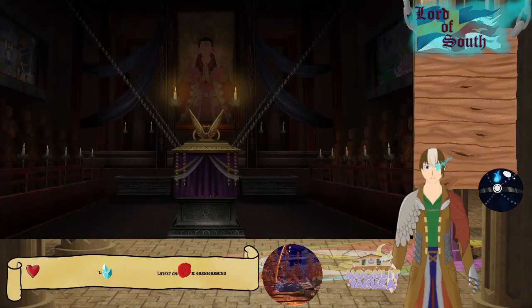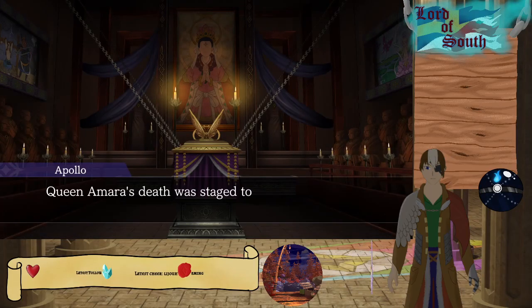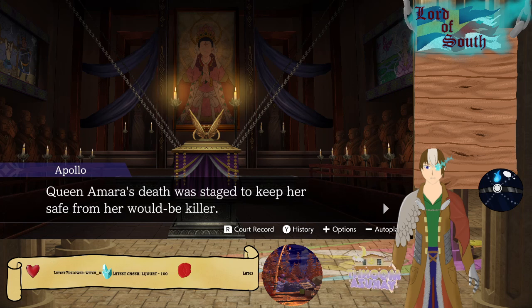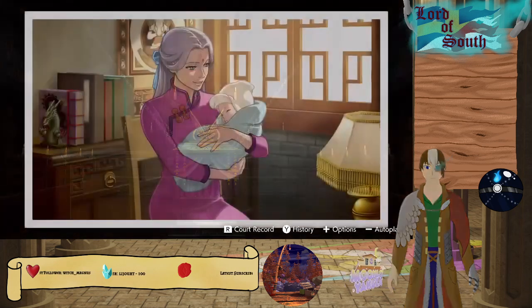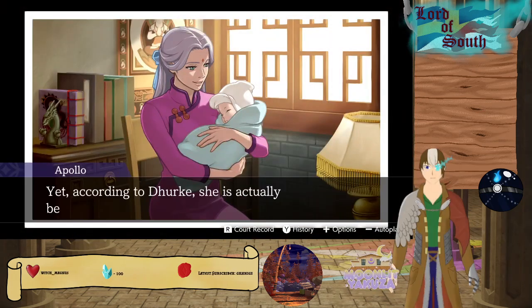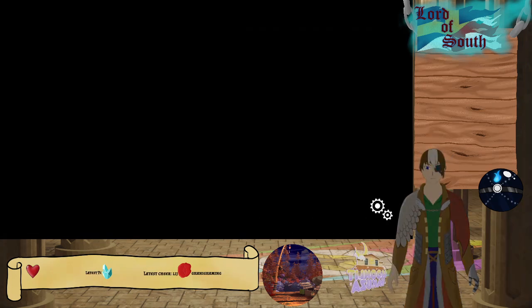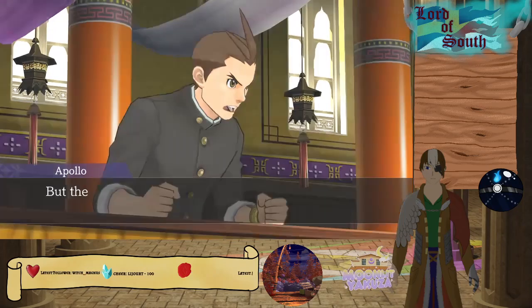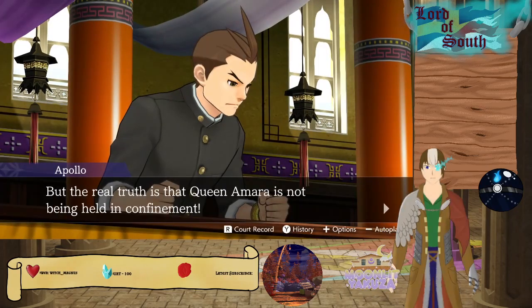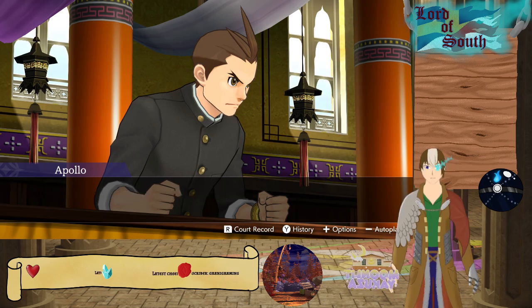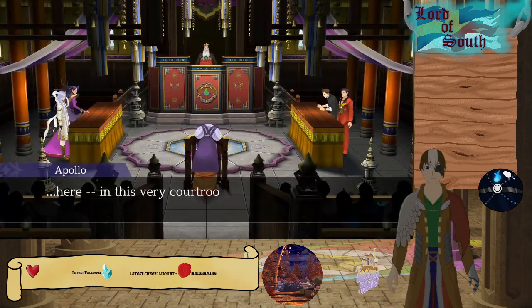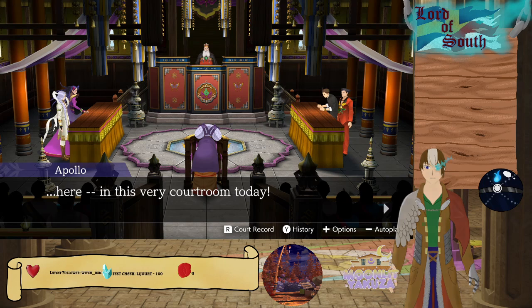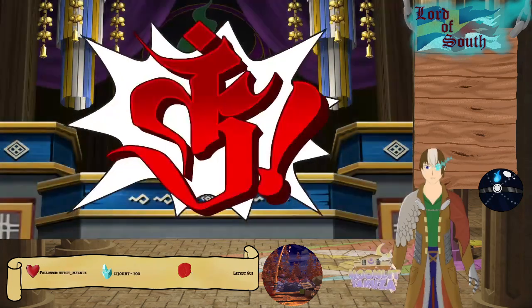Hard to believe. We have a photograph. Queen Amara's death was staged to keep her safe from her would-be killer. Yet, according to Rook, she is actually being held captive somewhere by the Queen. But the real truth is that Queen Amara is not being held in confinement. Rather, she walks freely among us, here in this very courtroom today. But how?